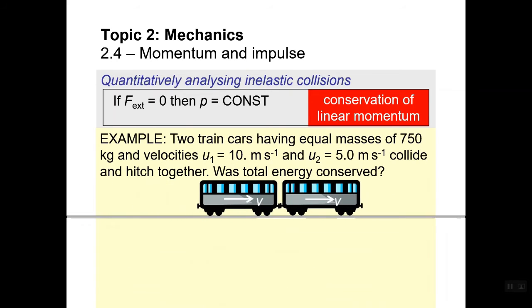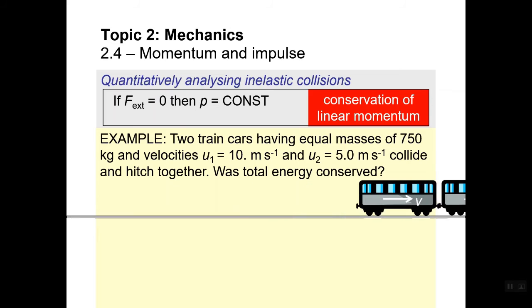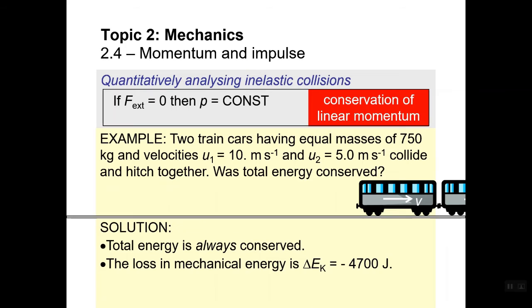Was the total energy conserved? Energy cannot be created, cannot be destroyed. It is always converted from one form to another form. That's conservation of energy, so definitely total energy is always conserved. The loss in mechanical energy is minus 4,700 joules.